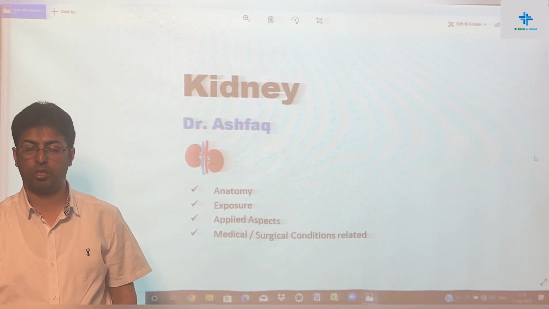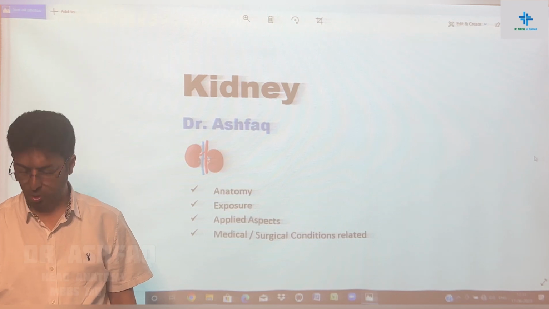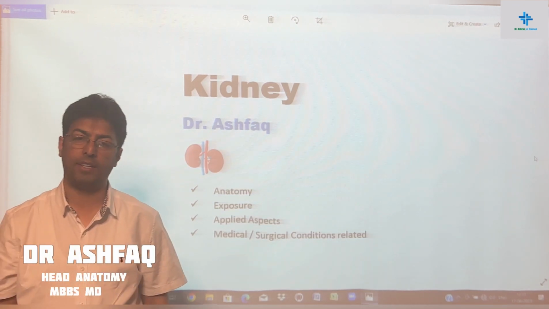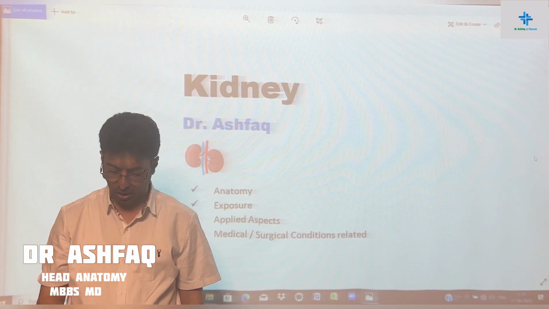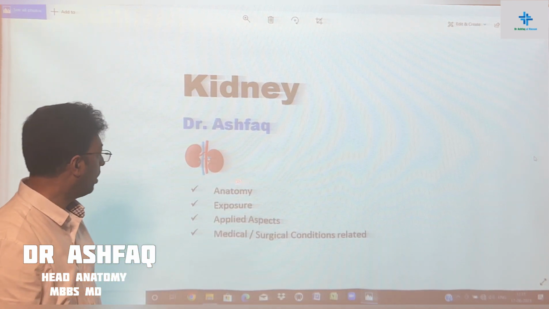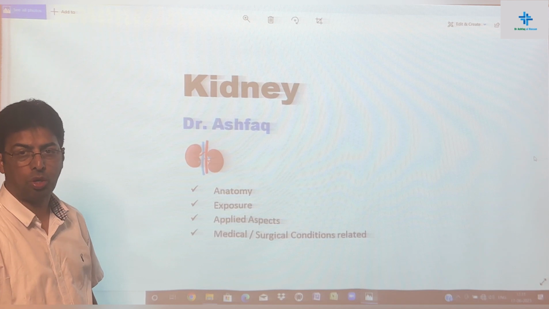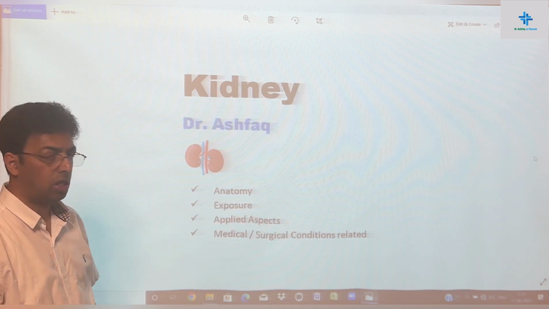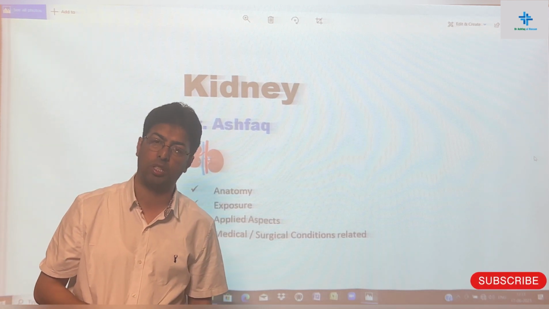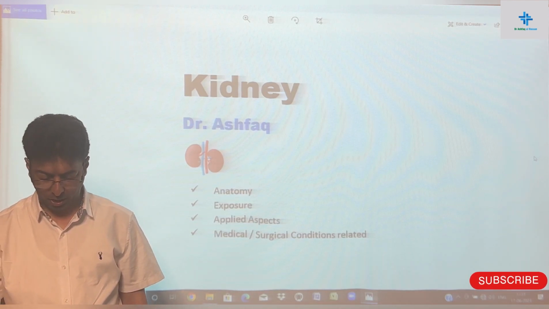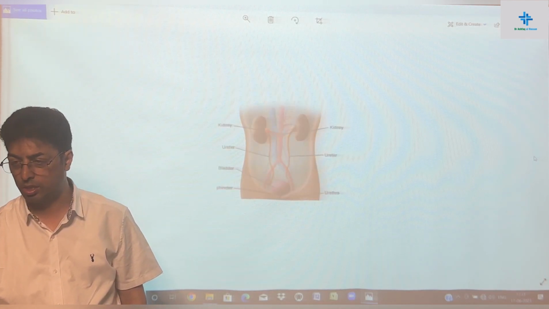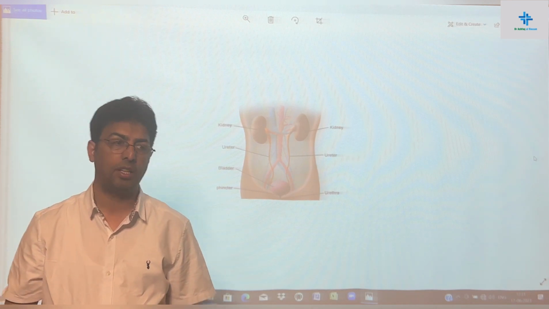My dear students, today we will be taking up a very important intra-abdominal organ, and that is the kidneys. As far as the kidneys are concerned, we will be dealing with multiple aspects: the surgical anatomy, the exposure of the kidney, the applied aspects, the medical and some of the common surgical conditions associated with the kidneys.